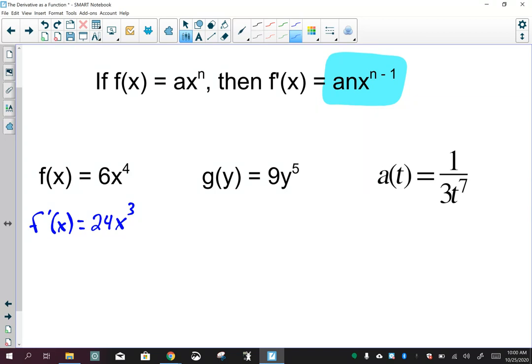Same thing over here. G prime of y. Watch this. I can do this in 10 seconds. 5 times 9 is 45. Y to the 4th. Ooh, that was fun, huh?